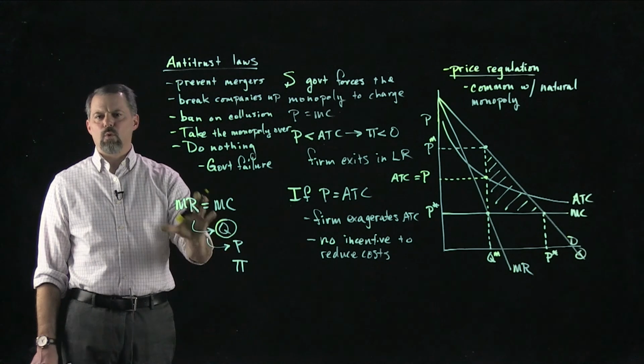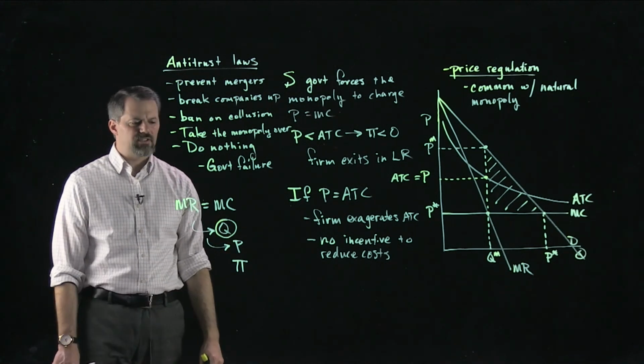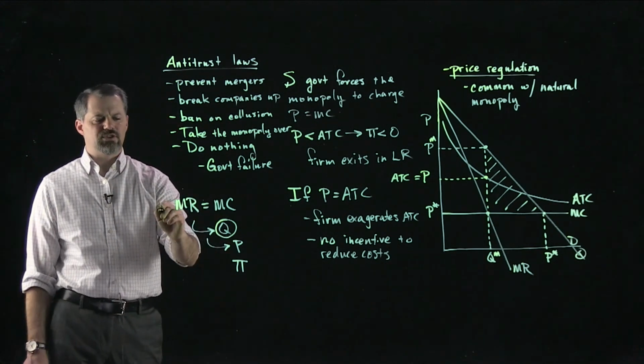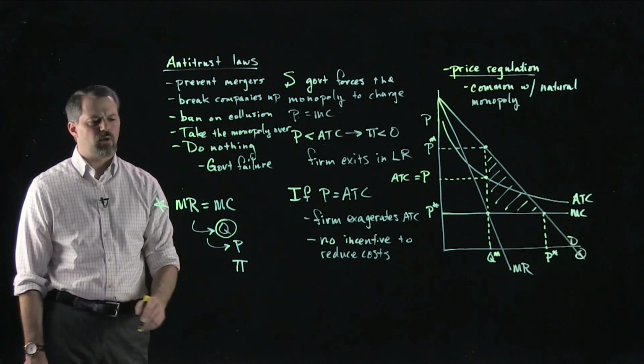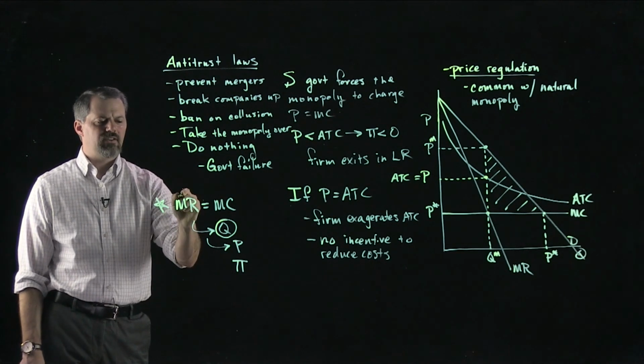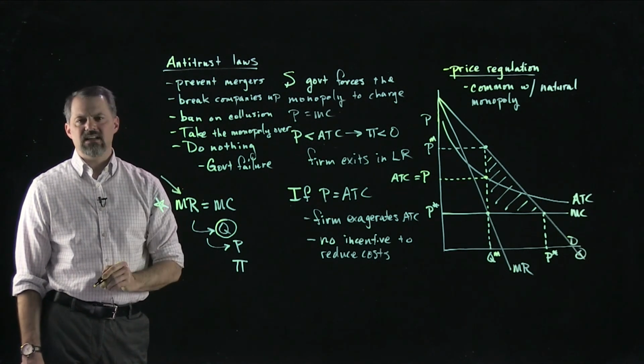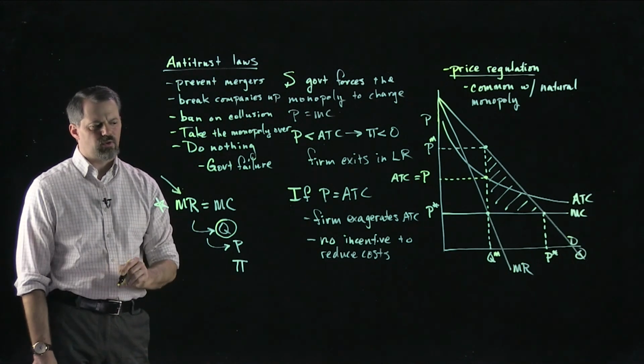But in terms of working problems in this chapter, it's very straightforward. You're always just looking where marginal revenue equals marginal cost. And the trick is going to be to use that inverse demand curve to get your marginal revenue.